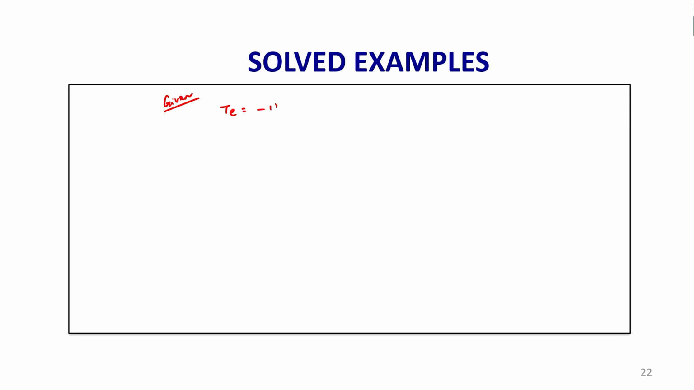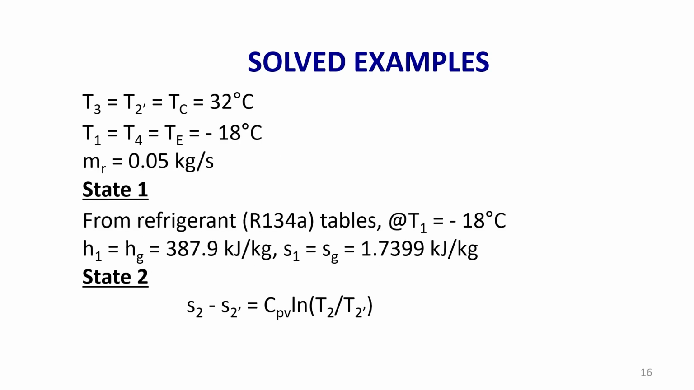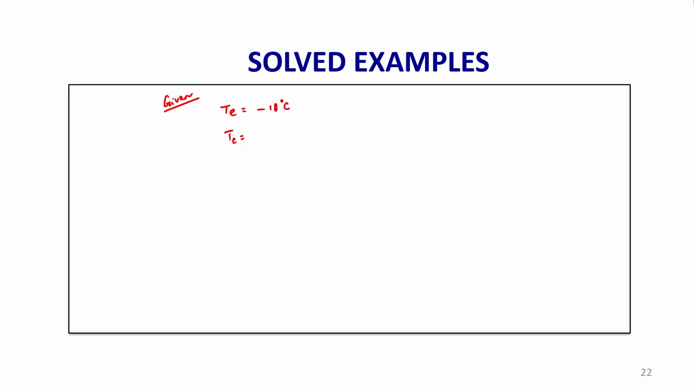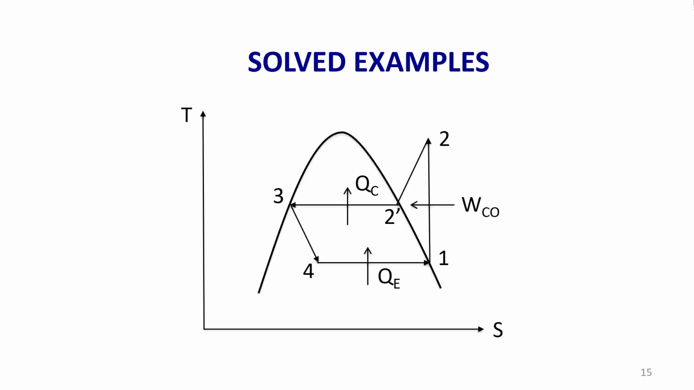Evaporator temperature is -18 degrees centigrade. Condenser temperature is, I think it is 30, let me take the value 32, okay, 32 degrees centigrade. So this is minus 18, minus 18 degrees centigrade, and this is 32.